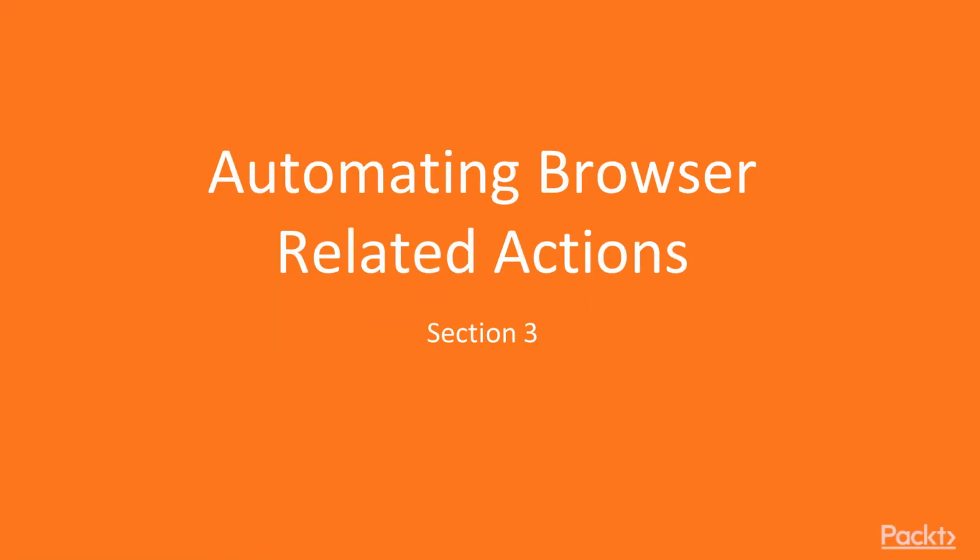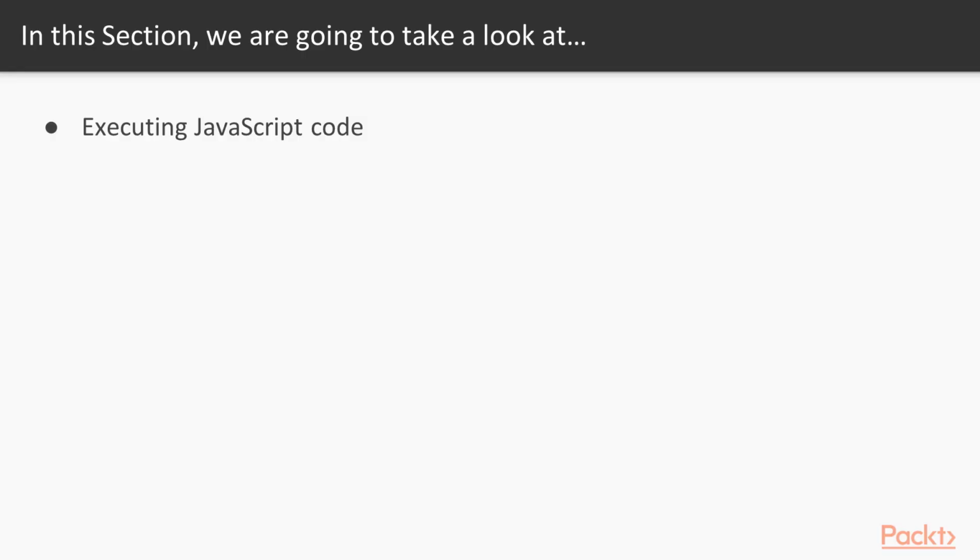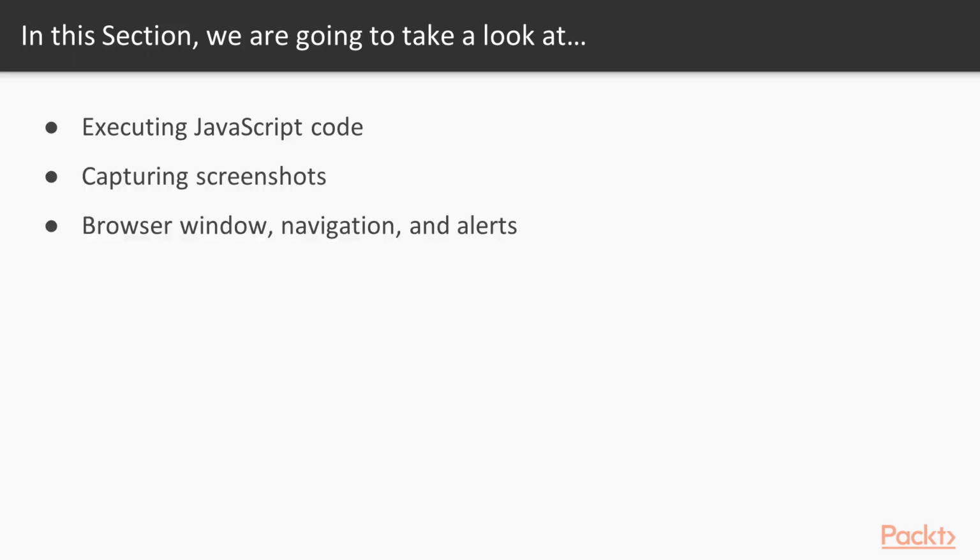Hi and welcome to Section 3, Automating Browser-Related Actions. In this section, we will talk about executing JavaScript code. We will see how we can capture some screenshots. Then we will talk about a browser window automation task, for example, navigation, alerts, and so on.